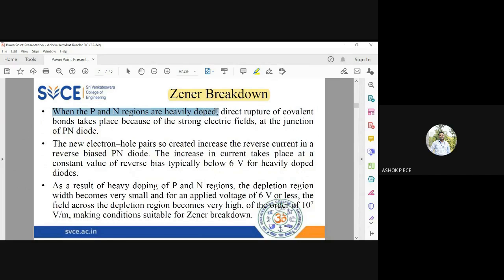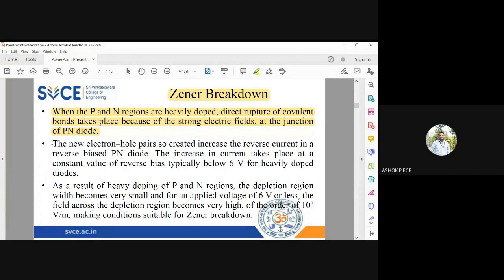Heavily. So when the p and n regions are heavily doped, this covalent bond disruption takes place there also. But what happens, the only thing is electrons are not able to cross the reverse bias junction in the previous case because of very strong electric field. But if I make my barrier thin and thin, these electrons can easily cross the barrier and give rise to what is called as reverse bias current.